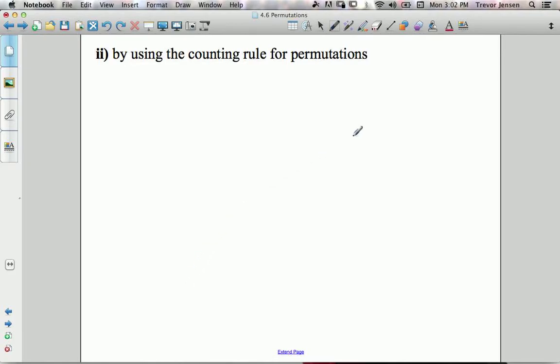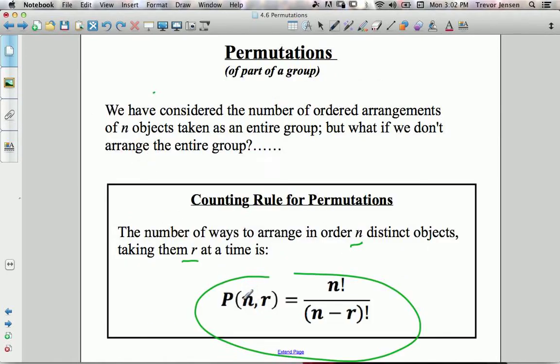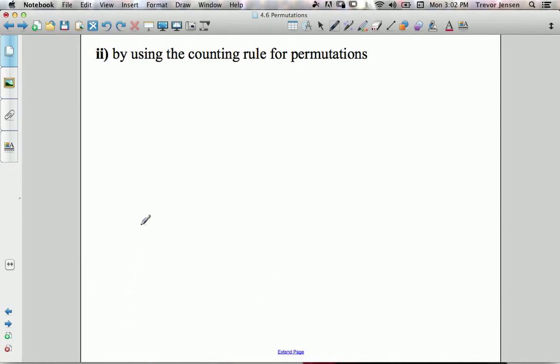Now, let's try using the counting rule for permutations. You may see the formula for permutations written like this, or you may see it written with the n in subscript, written with a big P beside it, then an r in subscript beside it. This is probably normally how you'll see it written, nPr. So let's figure out how many ordered arrangements there are for 8 people taken 5 at a time. That's what that 8P5 means. It means how many arrangements of 8 people if we take them 5 at a time.